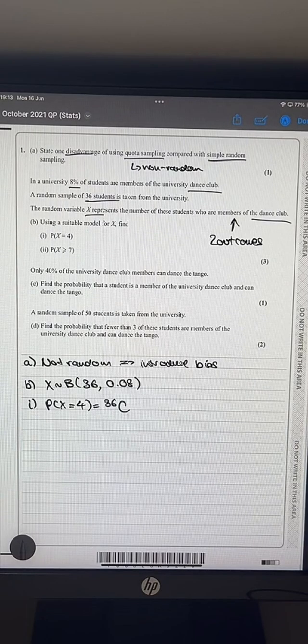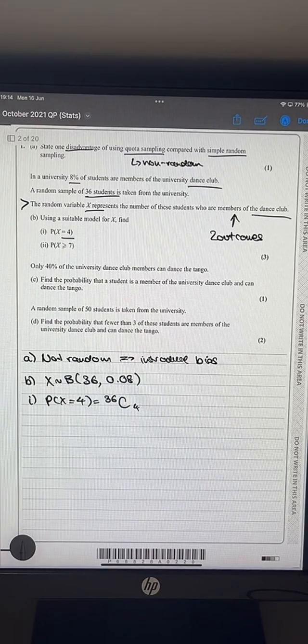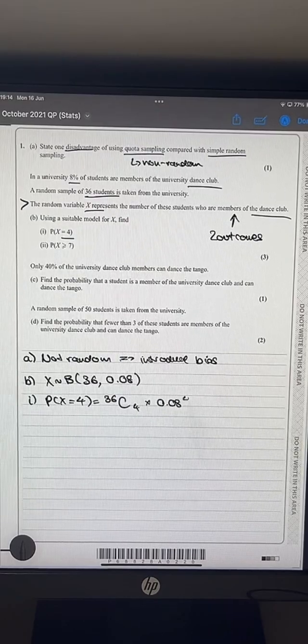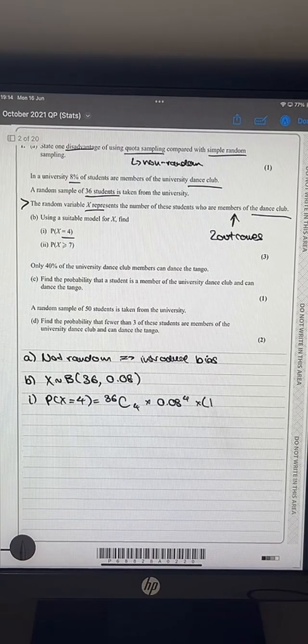I didn't write the test statistics because it was given up here, so I didn't need to write it again. So 36 choose, how many am I choosing from this 36? I'm choosing 4. So 36 choose 4. Now the probability of 4 successes is 0.08 to the power of 4, multiplied by the 36 minus 4, which is 32 failures. So that's 1 minus 0.08 to the power of 32.